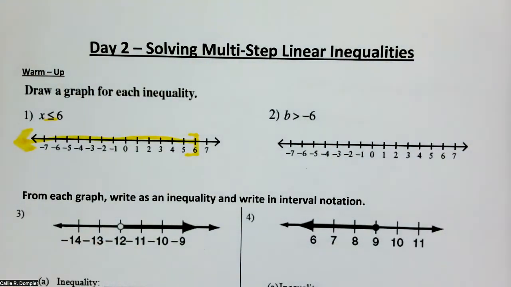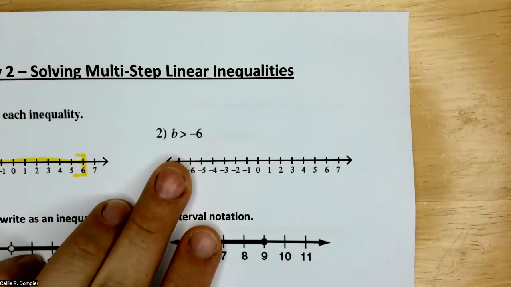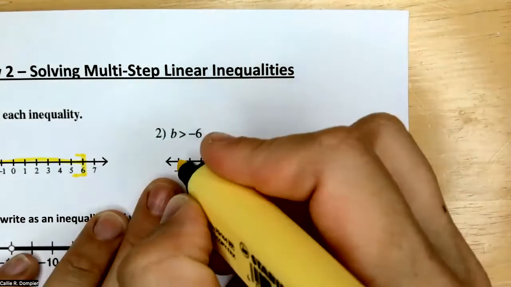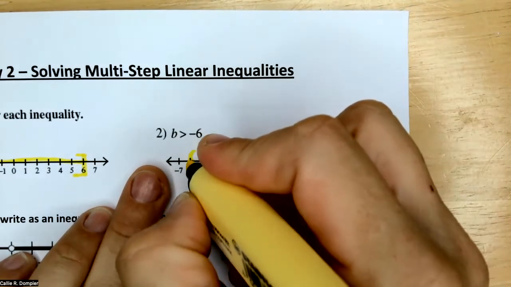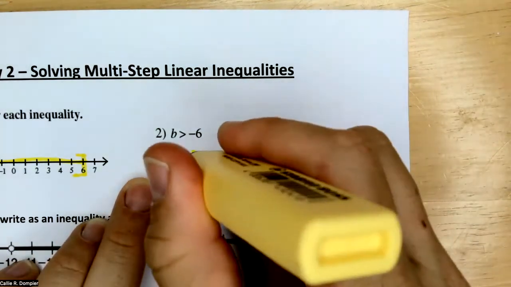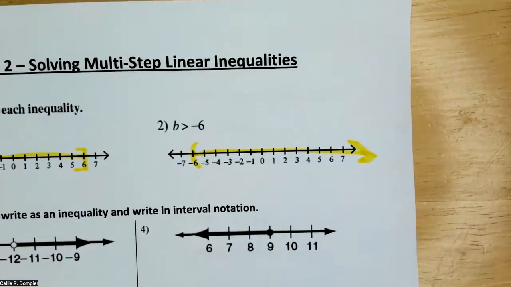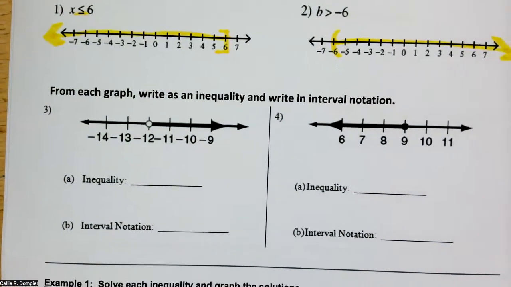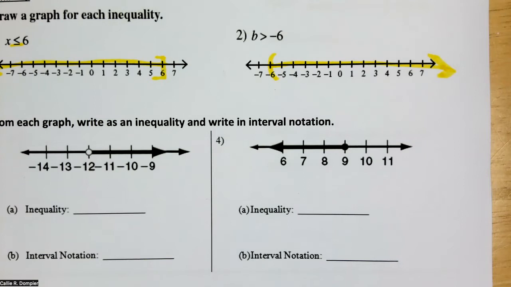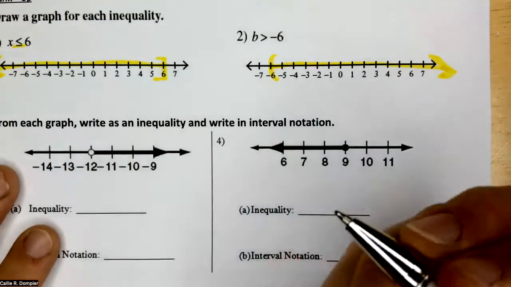less than direction. This one says b is greater than -6. So find -6. There is no equal, so it's going to be parentheses instead of a bracket, and then it's going to go towards the positive numbers. We're greater than -6.